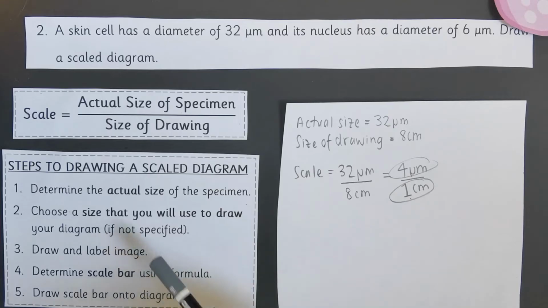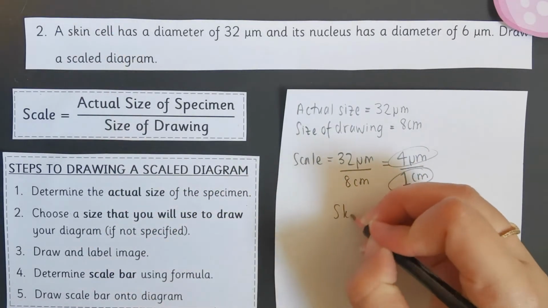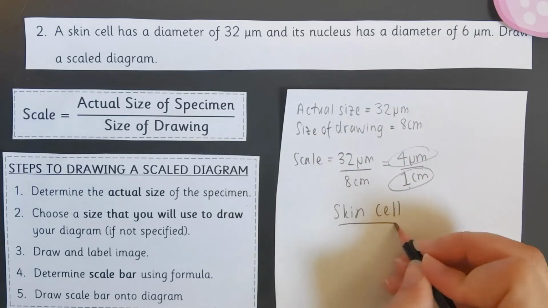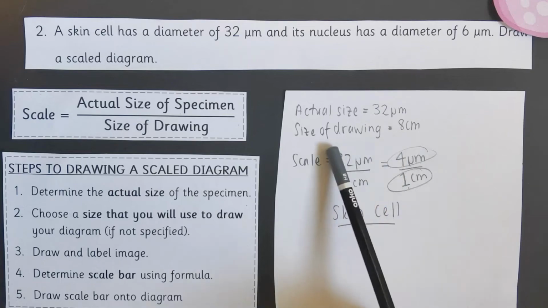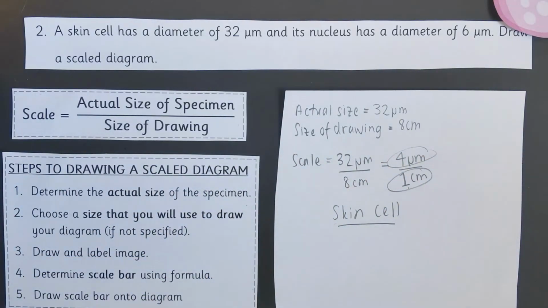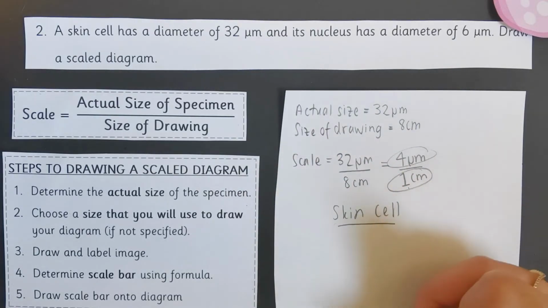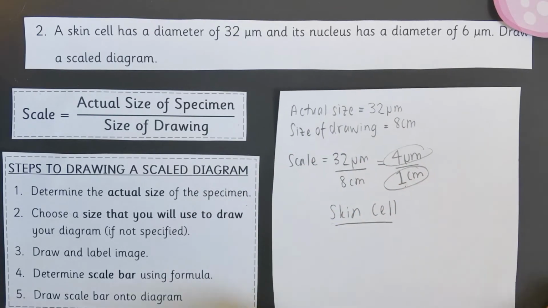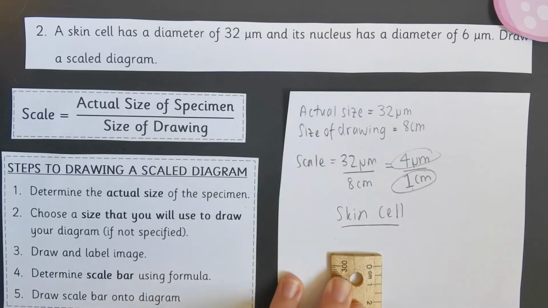Okay, let's draw our image. So firstly, remember we're drawing a skin cell. So let's write a heading. Now what we need to do is, we've said our actual size of the drawing is 8 centimeters. So we need to get our ruler and we need to make the diameter both ways. So going across and going up and down 8 centimeters. So I'm currently doing that even though you can't see because, yeah, I'm not very good at this.